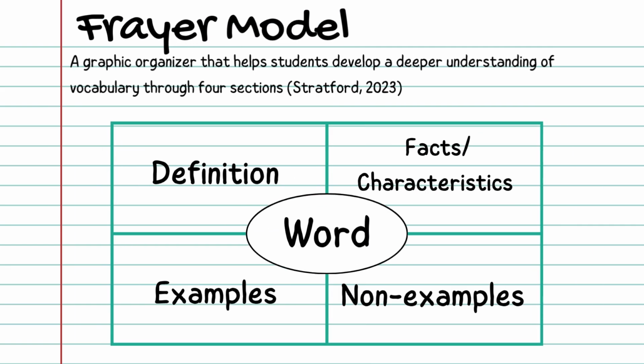First, we have Frayer models. A Frayer model is a graphic organizer that helps students develop a deeper understanding of vocabulary through 4 sections. So, in the first box, we have the definition, which is usually in student friendly words or terms. Then we have facts or characteristics, which are key features of the word. Then we have examples, which are situations or words that show the word in action. Lastly, we have non examples, which is what the word is not. And typically in the middle, we will have the word that we are defining.